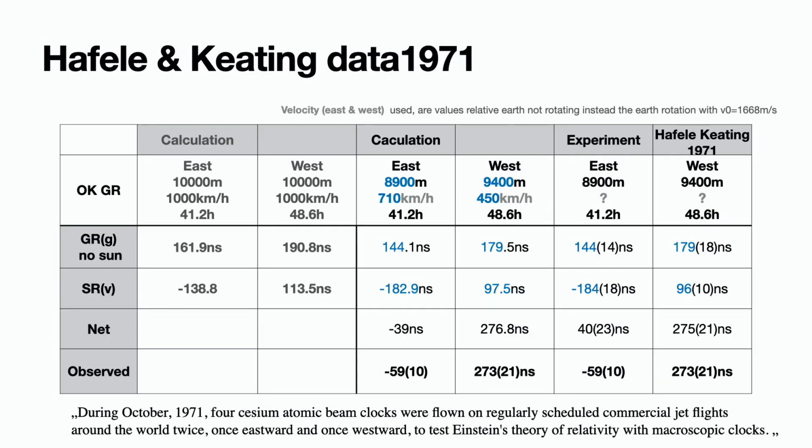All in one, the table shows a very good agreement for the general relativity time dilation comparison between calculation and experimental data. The chosen average velocities for eastward and westward flight fit the experimental data very well, although Hafele and Keating do not give such average values. Of course, they used the velocities they measured continuously during their flights.